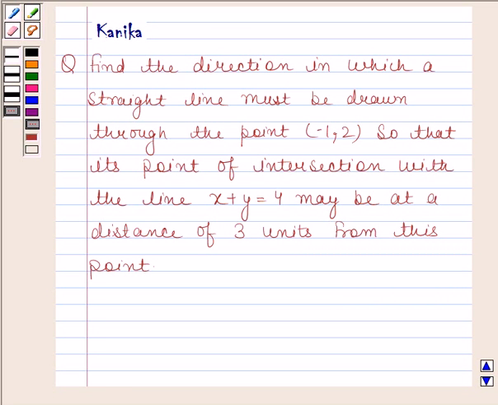Let us discuss the following question. The question says, find the direction in which a straight line must be drawn through the point (-1, 2) so that its point of intersection with the line x + y = 4 may be at a distance of 3 units from this point.